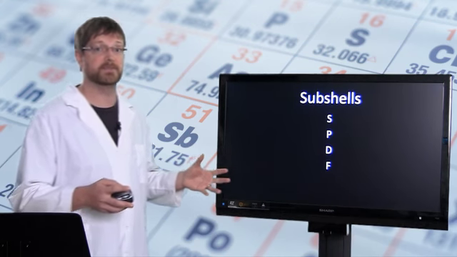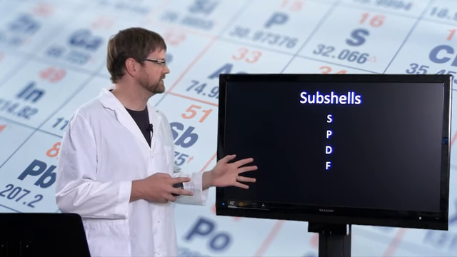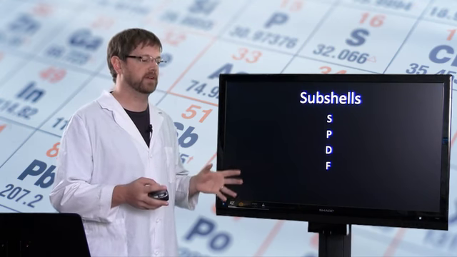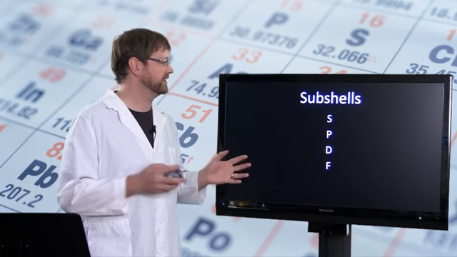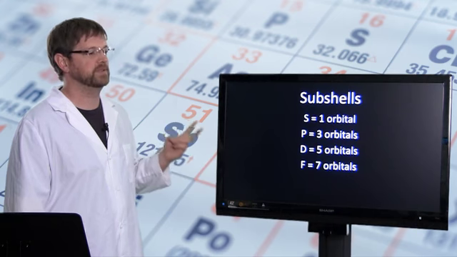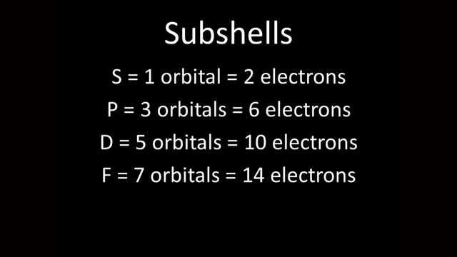Each of these subshells contains a different number of orbitals. If you look in your book, you can find what these orbitals look like, but to save time, we're just going to move forward. S has 1 orbital, P has 3, D has 5, and F has 7. Each orbital can hold 2 electrons. So the S holds 2 electrons, the P holds 6, the D holds 10, and the F holds 14 electrons.